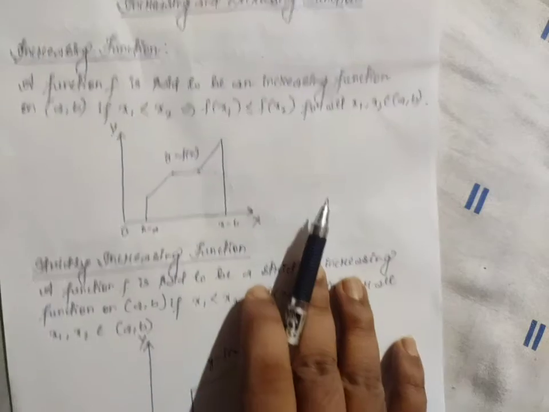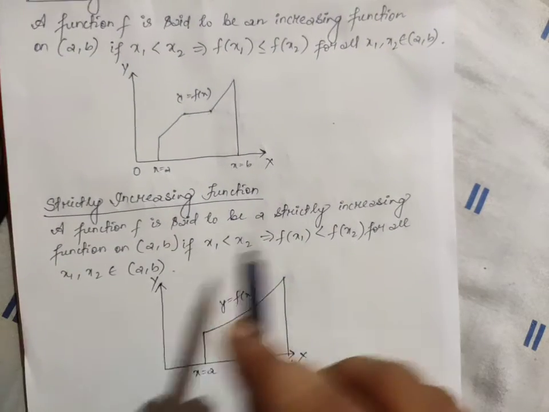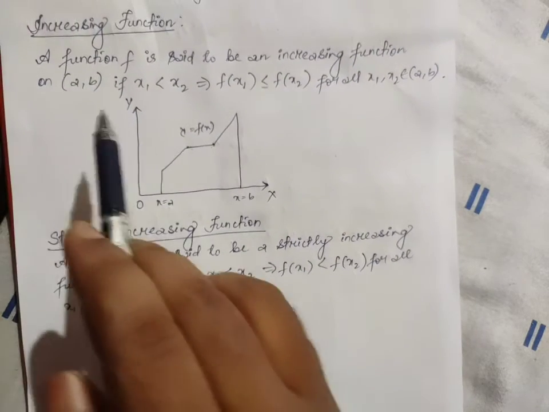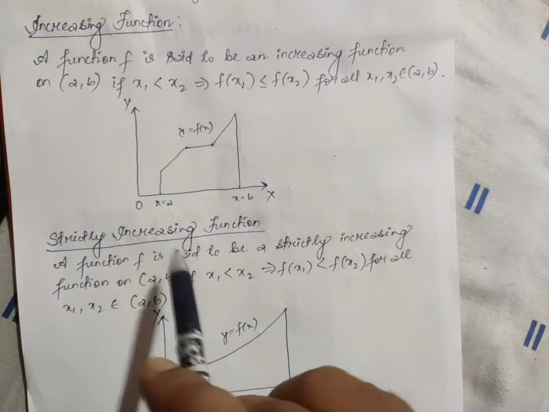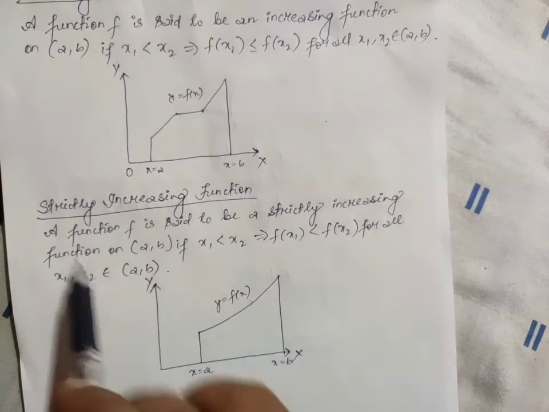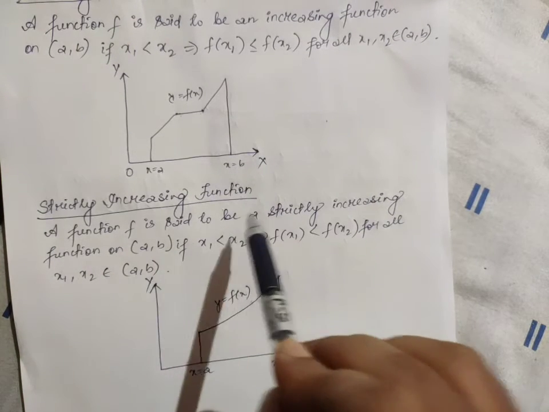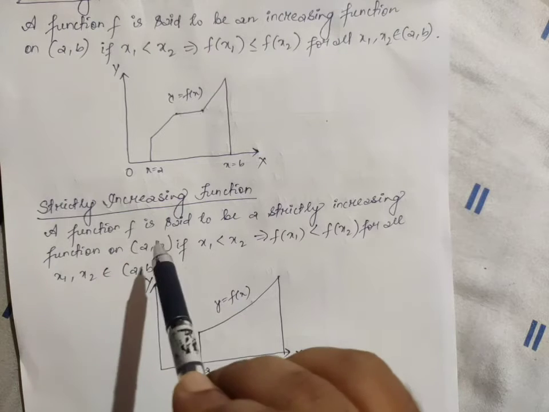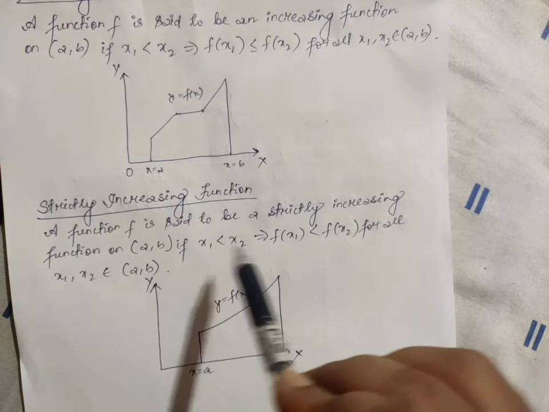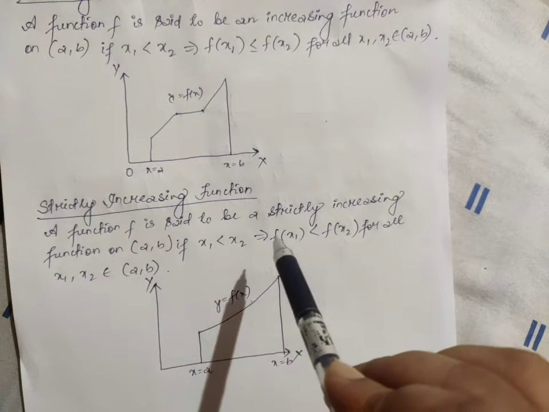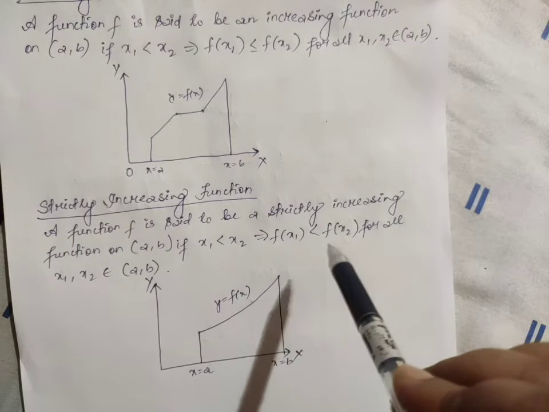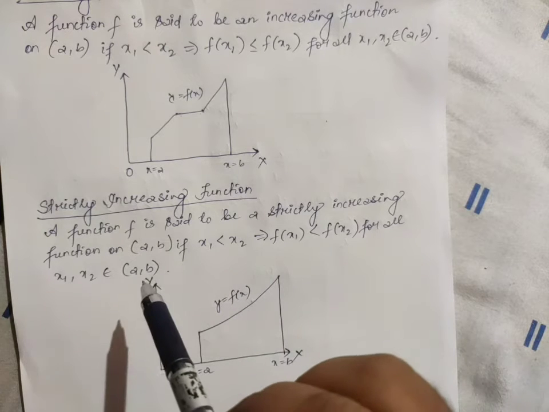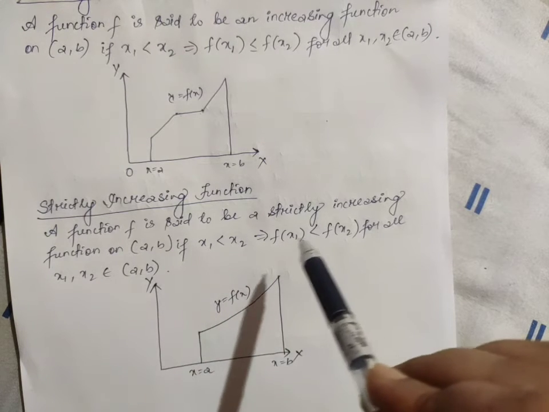Now coming to strictly increasing function. This is also similar to increasing function, but there is only one difference. And what is the difference? Let us study. A function f is said to be a strictly increasing function on open interval (a, b) if x1 is less than x2 implies that f of x1 is less than f of x2 for all x1, x2 belongs to (a, b). So in this case only this is the difference.